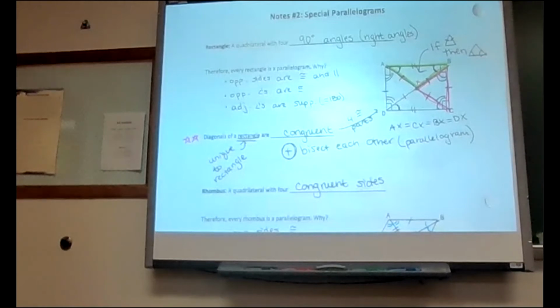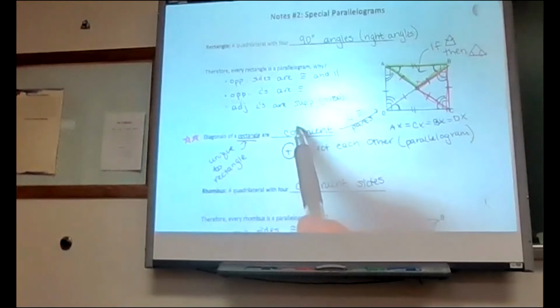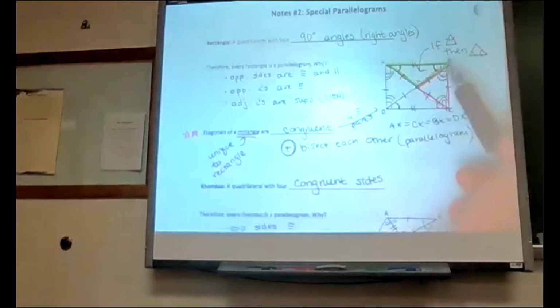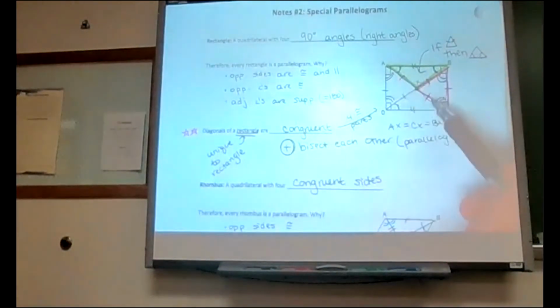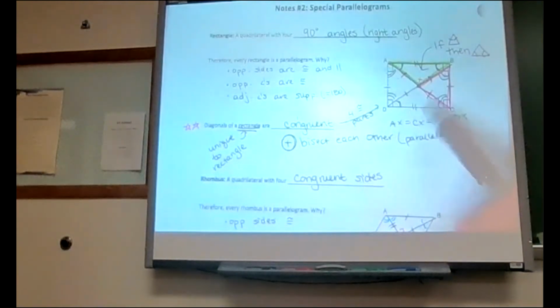Okay, so we talked about rectangles yesterday. All of the parallelogram properties are still true. And then special to our rectangle is that the diagonals are congruent. So we end up with 4 equal lengths here, which gives us this property. If I have an isosceles triangle, then my angles are the same, and same here. So that's going to allow me to find all sorts of angles.